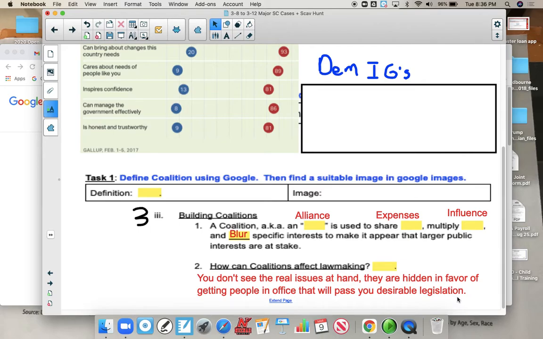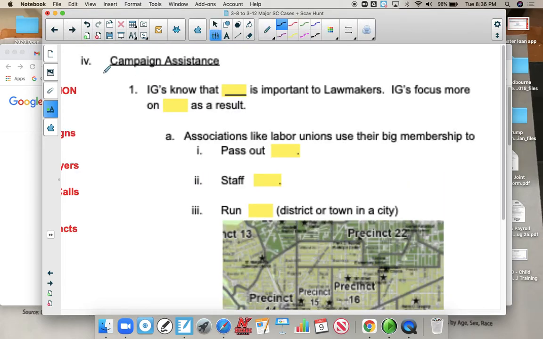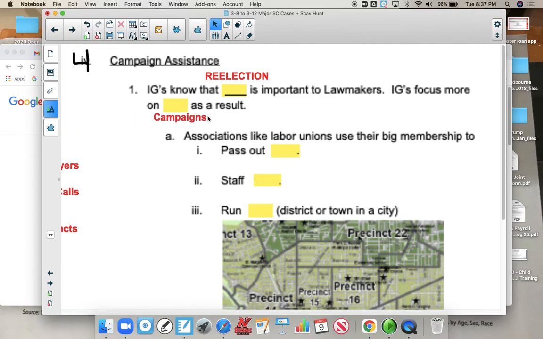All right, we've got a fourth direct technique here that interest groups use to get what they want, and that is going to be campaign assistance. Remember, a campaign would be defined as how one would run for election, and this is pretty powerful because interest groups know that re-election is super important to lawmakers. Interest groups focus more on their campaigns as a result of it. They focus on campaigns because they know lawmakers are relying on re-election because they can make a fair amount of money. You know, the average that a lawmaker makes is close to $200,000 a year.